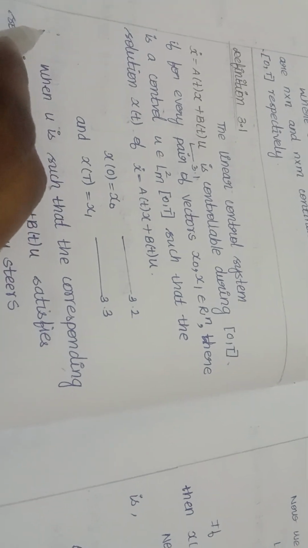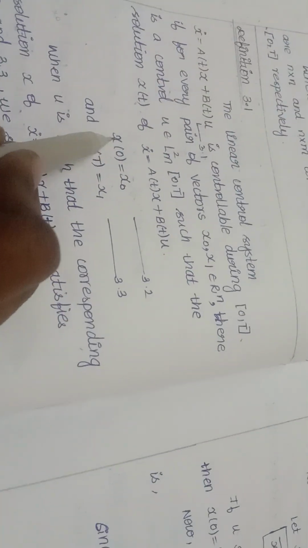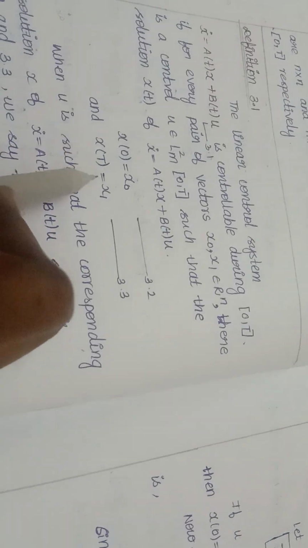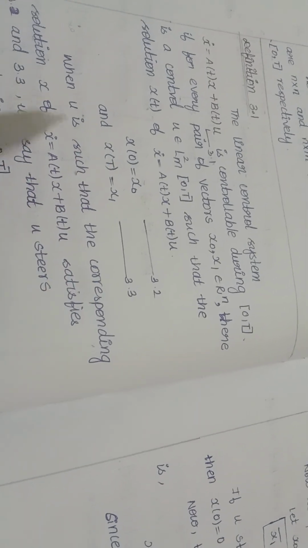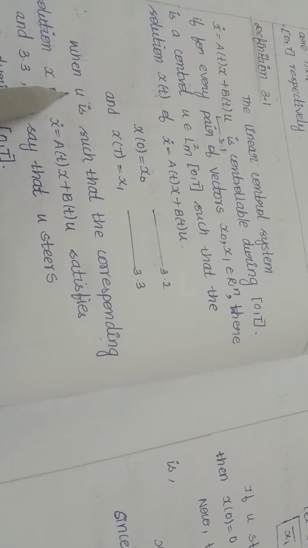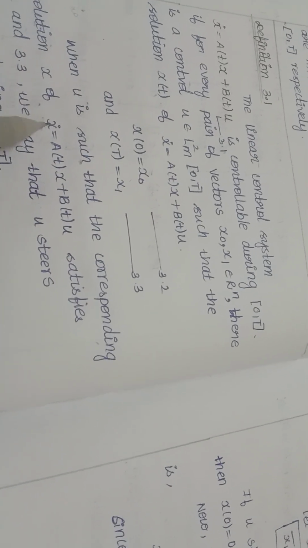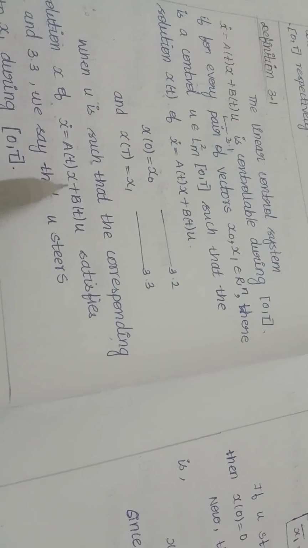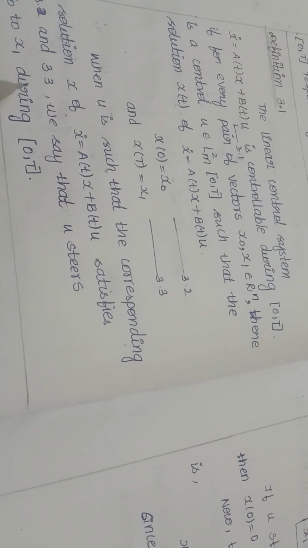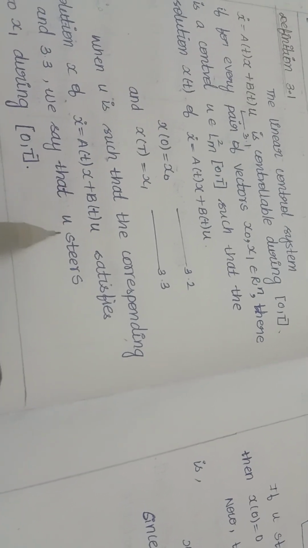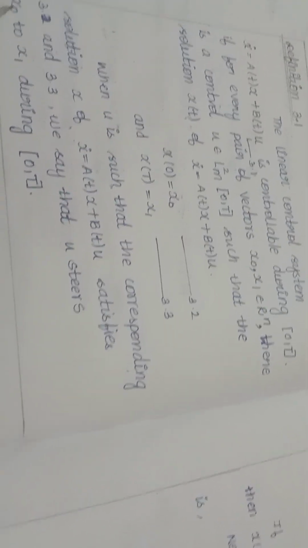it steers from the initial point to the final point. If x of 0 is x naught and x of T equal to x1, using the control u such that the corresponding solution of x dot equal to A of t of x plus B of t of u satisfies, and it steers from x naught to x1 during the interval 0 comma T, is said to be controllable.